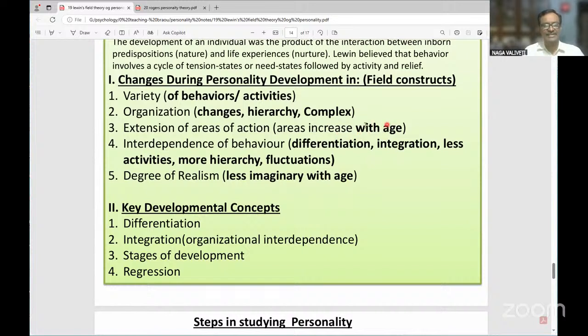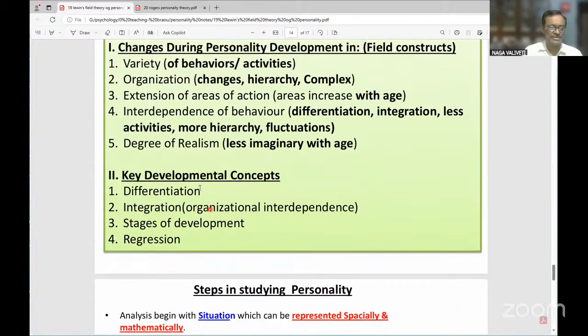Generally with age, they will be getting differentiated depending on the need or the fear or cognition requirement. Sometimes they get integrated, our activities. Sometimes you take more activities, sometimes less activities. The age is determined, and more hierarchy is established with age. There could be fluctuations because of the changes. So the degree of realism increases with age: less imaginary, more reality prevails rather than fancies and imagination.